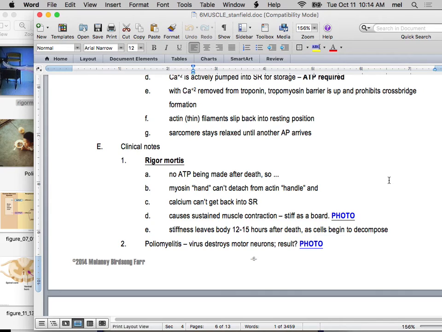rigor or partial rigor. Here's the deal with rigor: it doesn't let go. It is stronger than you are. It's very insistent, and generally speaking, they're going to have to break bones to get you out in that particular situation. It's not at all unusual for them to have to break bones. Your muscles won't let go.